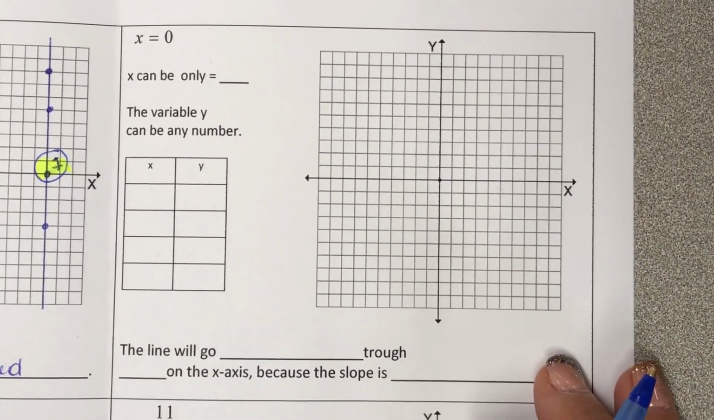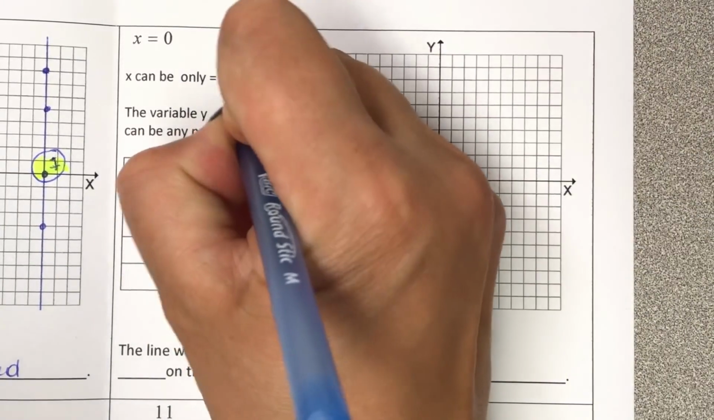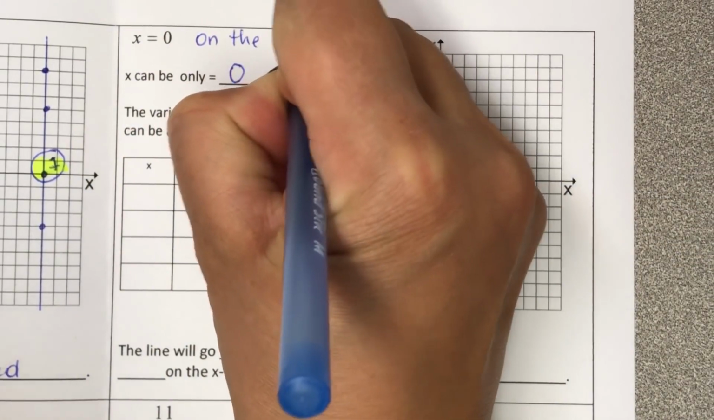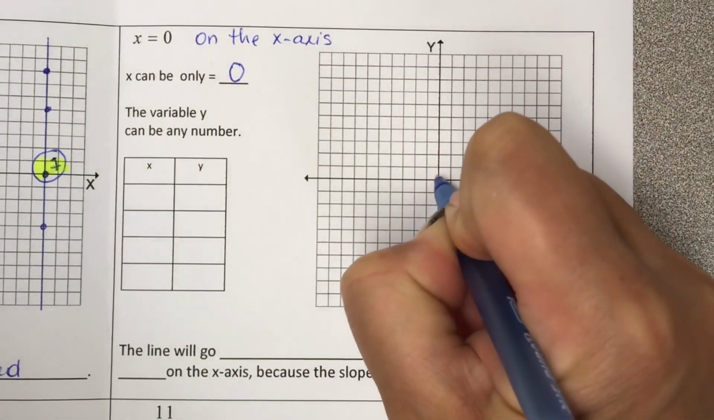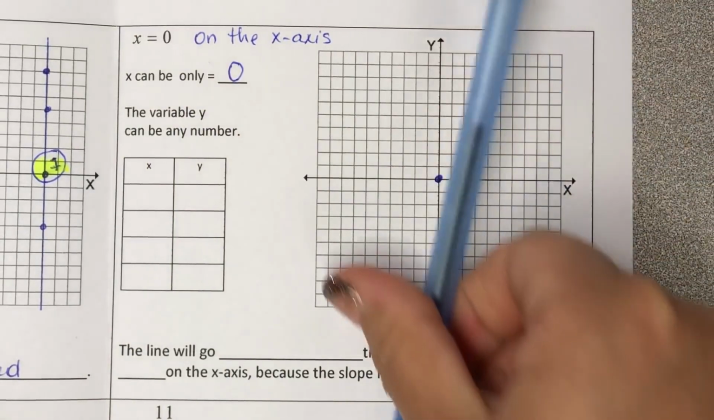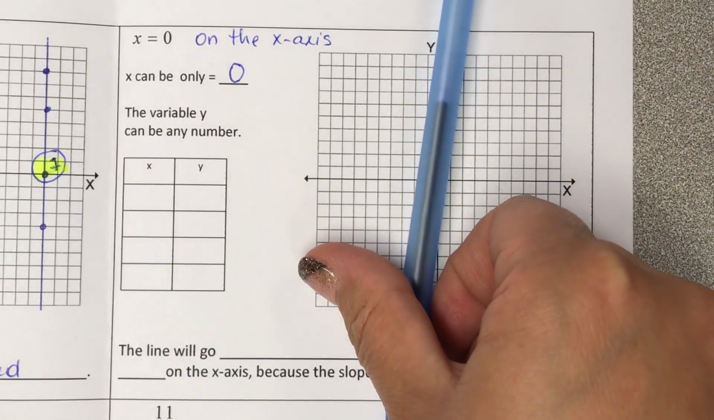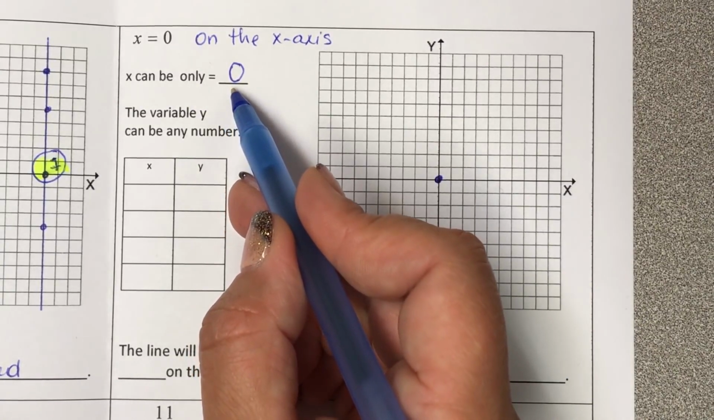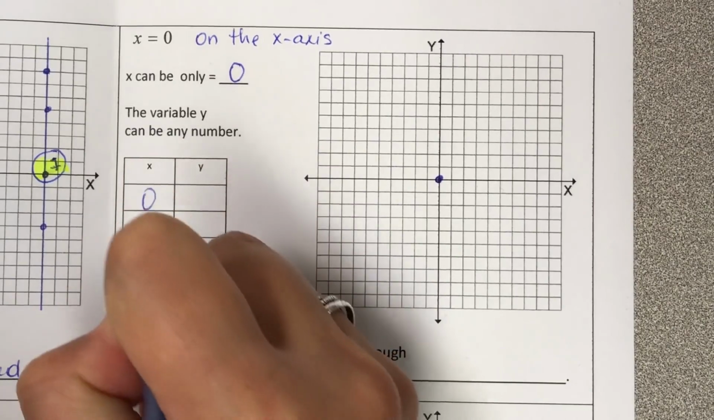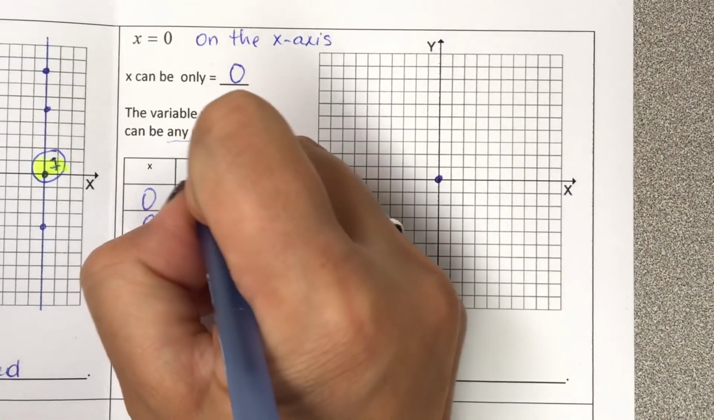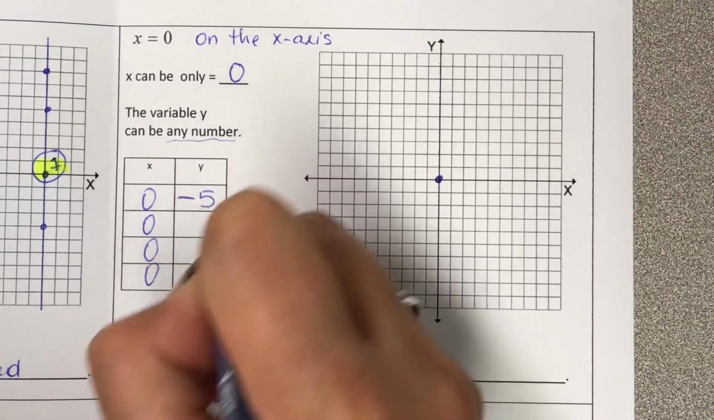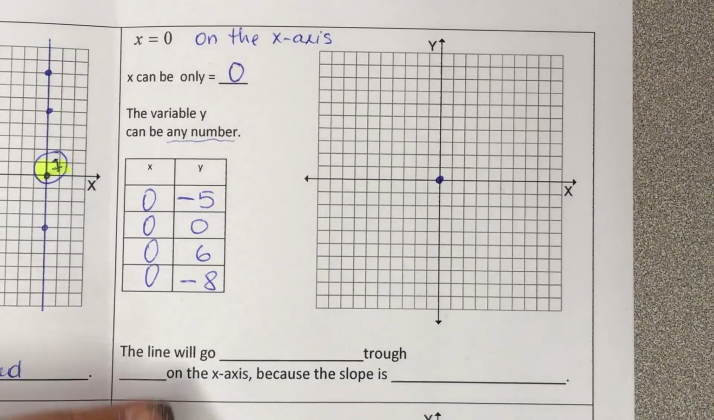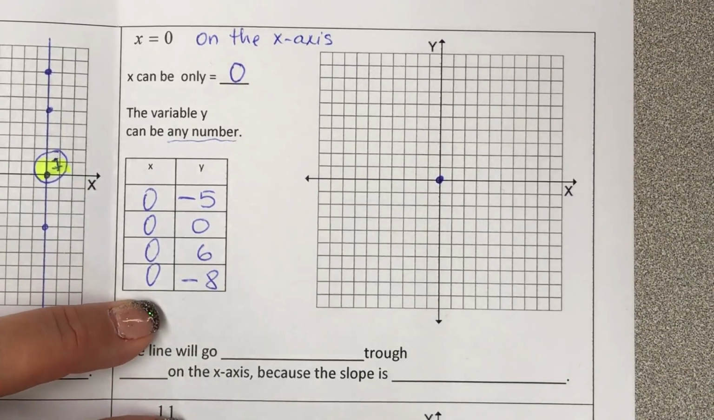Let's see how x equals 0 looks. If x can be only 0, and the x has to be on the x-axis, I have to have a vertical line that should overlap with the y-axis. But let's see that happen. Give yourself a set of examples where x can be 0 only, nothing else, and y can be any number, let's say negative 5, 0, 6, negative 8. We can plot these numbers and see how that vertical line shows up.